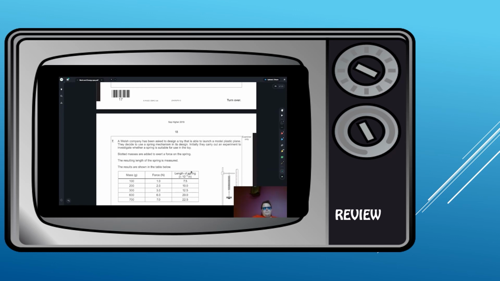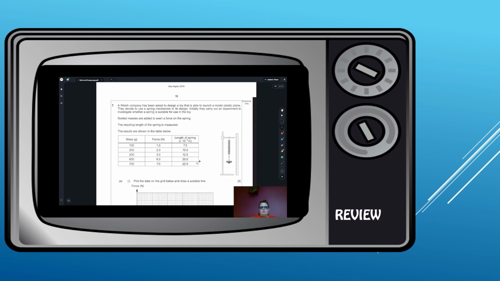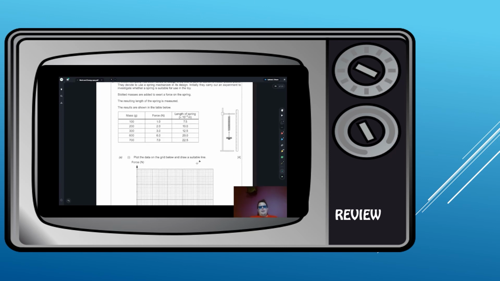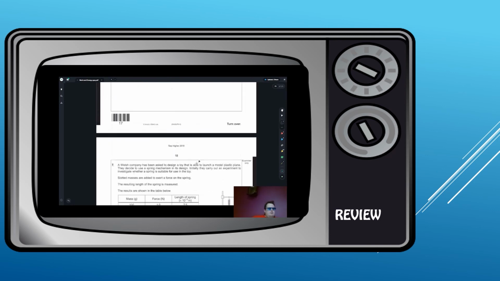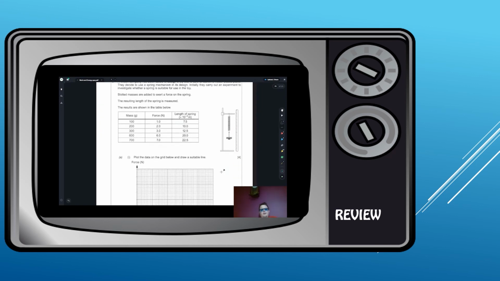Okay, so we've got a toy here with a spring, and again we're plotting a graph, 4 marks. So what we're going to be asked to do is to plot this graph. When we plot this graph, the first job is to do the axes. Now, I'm not going to spend time plotting the actual graph, but I'll talk about the axes.